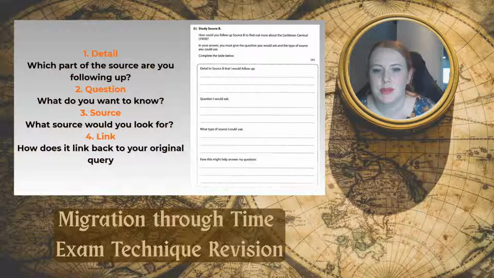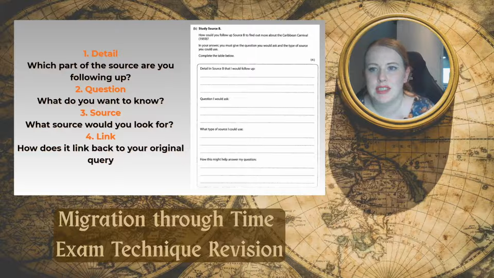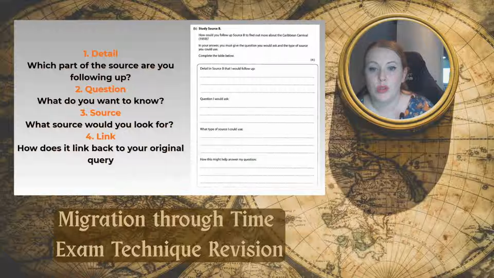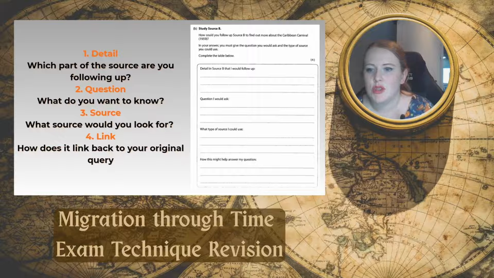Next, you're going to ask a specific question. What do you want to know based on that detail? What you want to know can't be something that's already in the image or the text. So often it's easier to think about, is something typical of the time period, which would give you a nice, easy structure of question to ask.